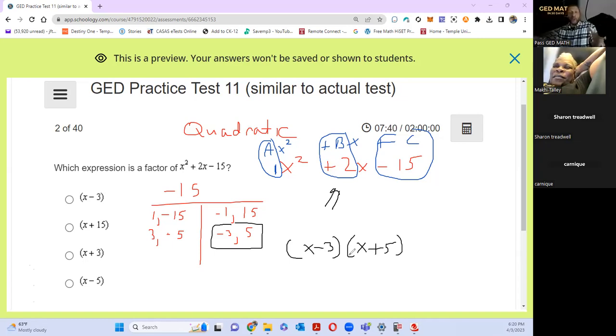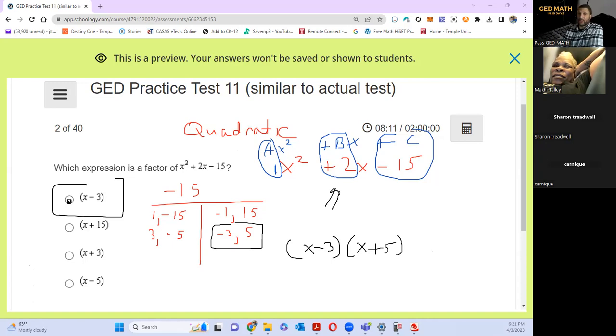What they want to know is which one is a factor from this list: x minus 3, x plus 15, x plus 3, x minus 3. Most people will get this wrong. This is not solving it, but you have to factor the quadratic equation in order to find one of the factors. You have two factors in this quadratic equation, x minus 3 and x plus 5. They only ask for one, x minus 3.